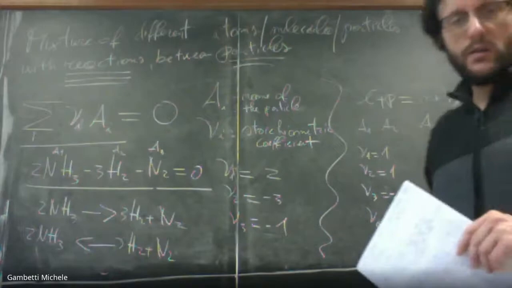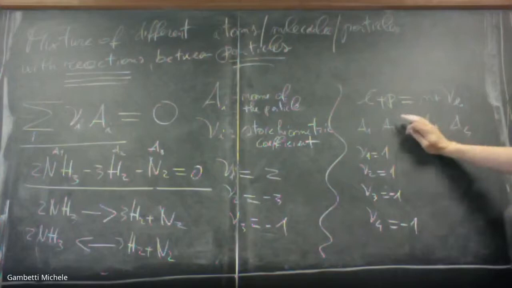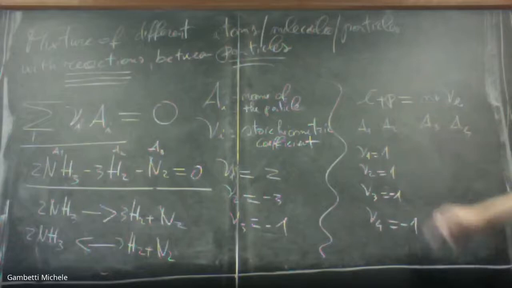so every kind of reaction somehow can be written in this form: an equation in which you have the stoichiometric coefficients times the name of my particles or molecules. Now, of course, in physics usually we have these kinds of reactions in which the stoichiometric coefficients are unity, so in most cases they are just 1, 1, minus 1, minus 1. But there are situations, especially in the context of plasma, in which the stoichiometric coefficients would be different from 1 and minus 1.